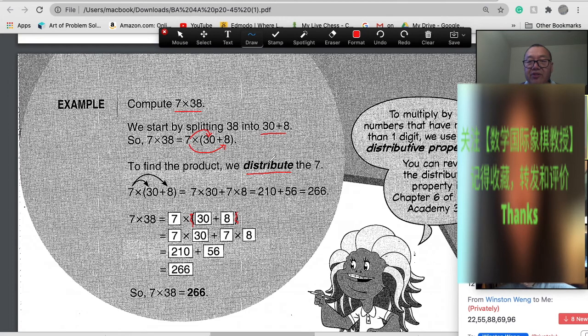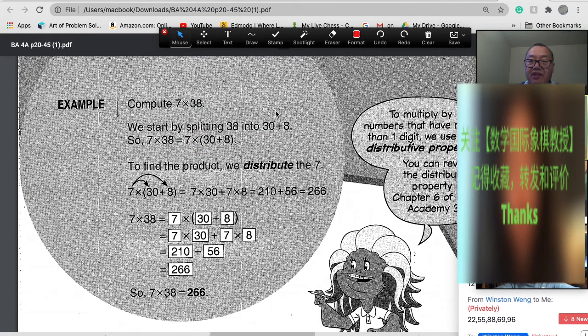Okay, doing it this way is easier than just multiplying 38 times 7 directly. So to multiply by numbers that have more than one digit, we use the distributive property. You can review this distributive property in chapter 6.